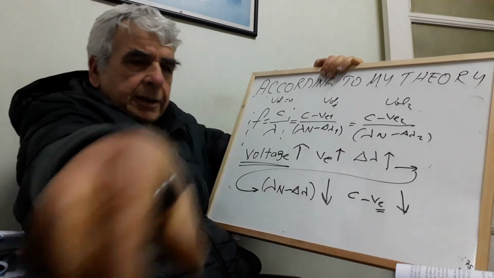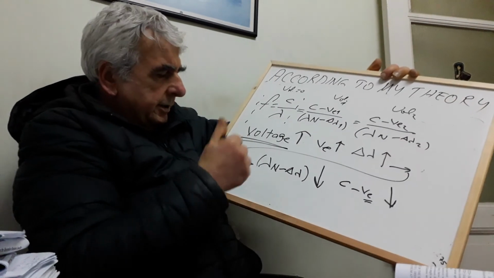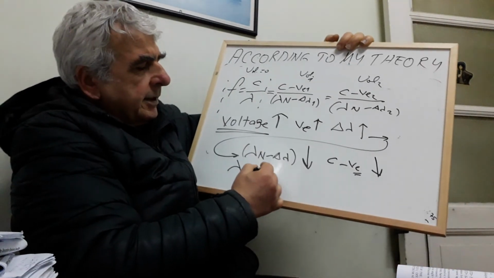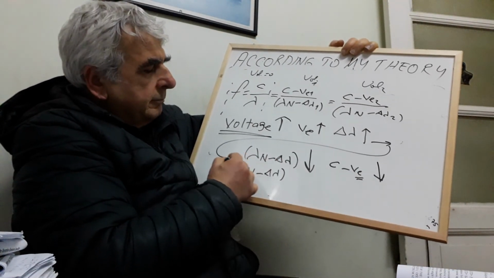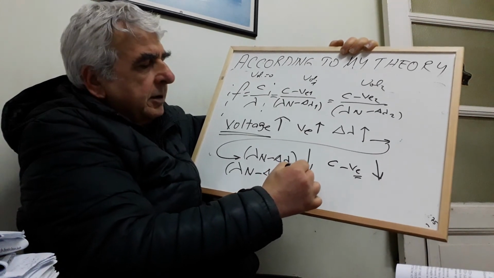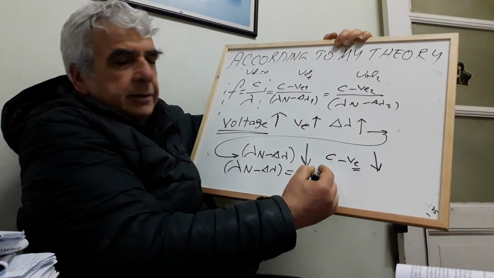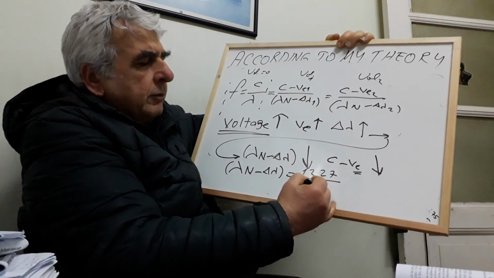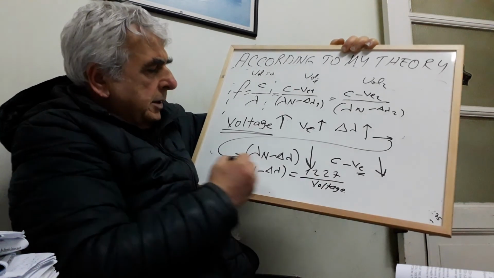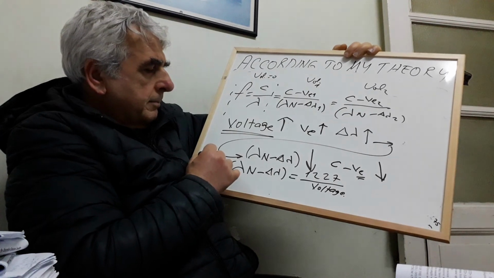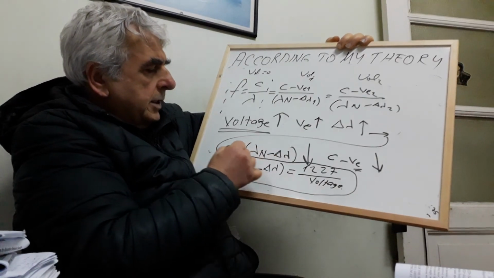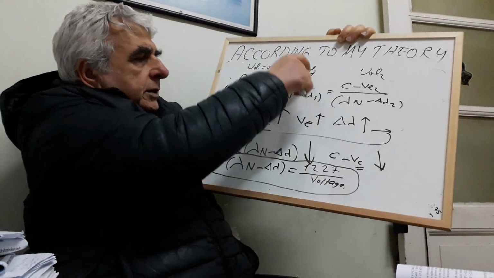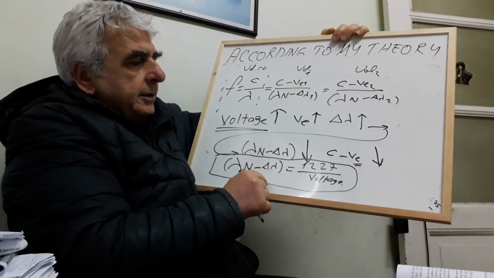Here. According to my theory, lambda n minus delta lambda equals 1.227 divided by voltage. This is my other formula, concerned with this, in the context of this.